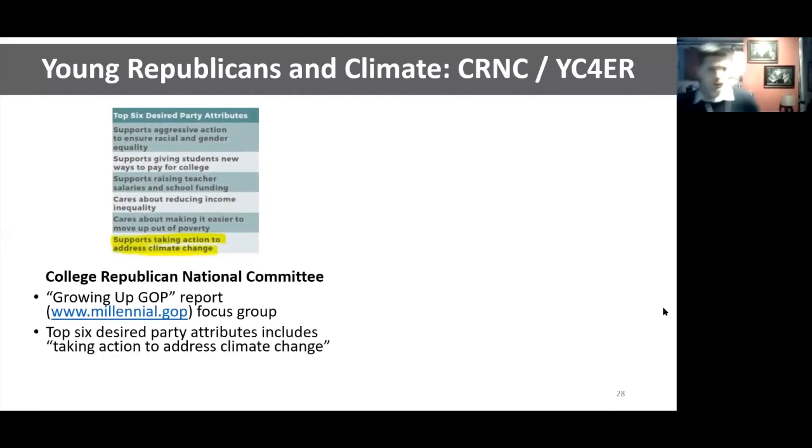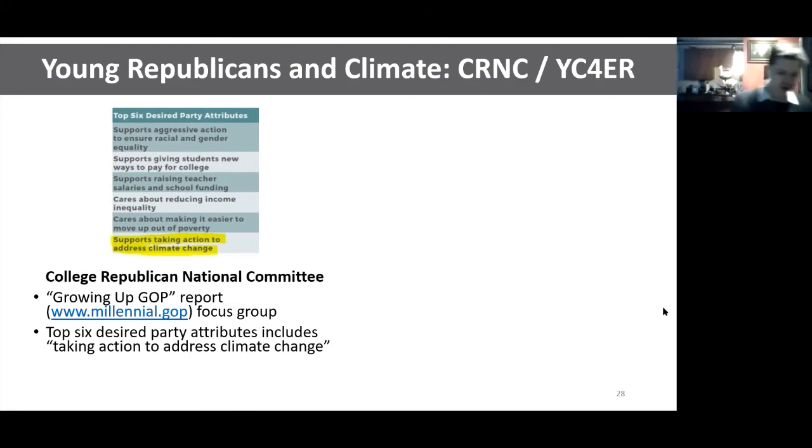The other thing is, if you look at young Republicans and college Republicans, this is a really interesting report that you can download. It's public. It's called Growing Up GOP. You can reach it at millennial.gop. This was a report done by the College Republican National Committee. And they basically, through focus groups and polling, worked with college Republicans for membership to ask them different questions about what they'd like to see in their party.